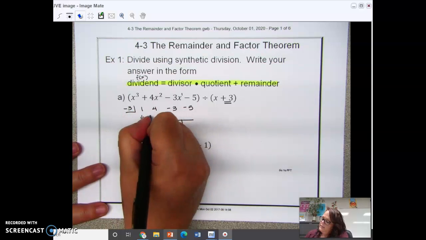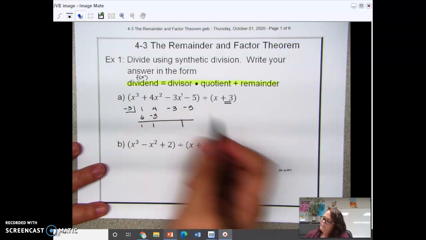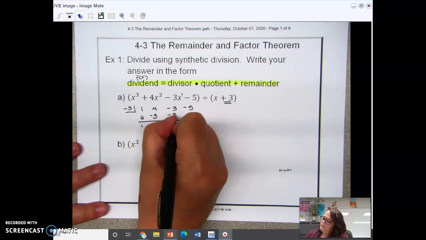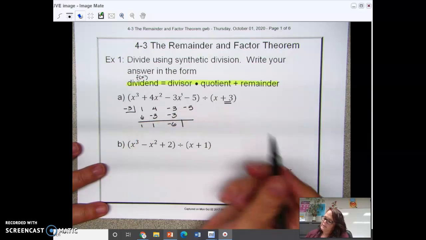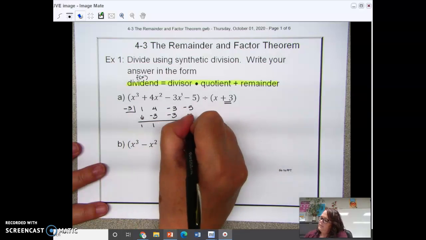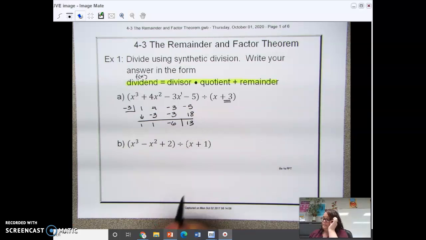So we drop the 1. Negative 3 times 1 is negative 3. 4 plus negative 3 is 1. Negative 3 times 1 is negative 3. Negative 3 plus negative 3 is negative 6. Negative 3 times negative 6 is 18. And negative 5 plus 18 is 13.